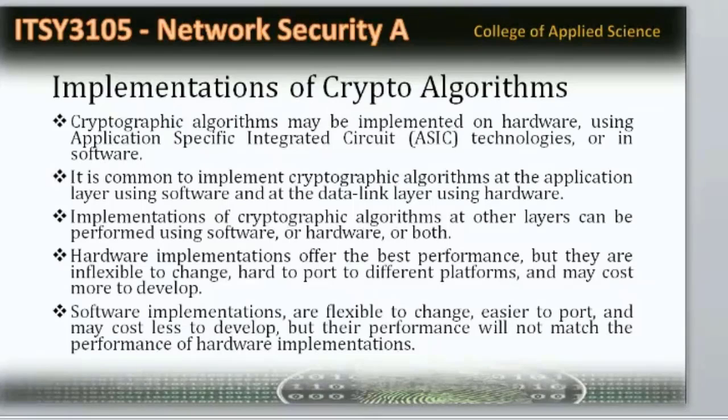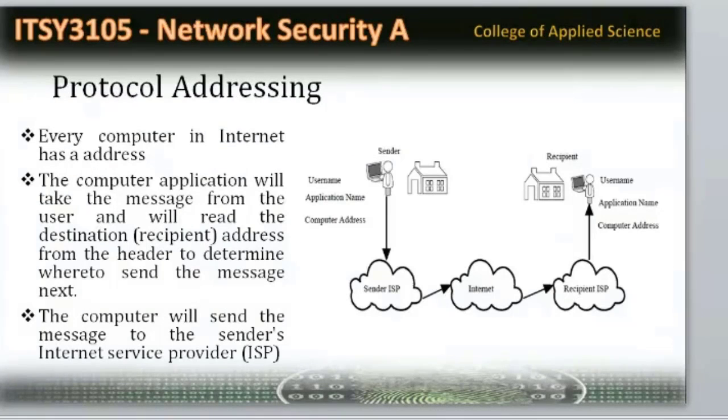Now, I'm moving to the next one, addressing. Protocol addressing. If you take protocol addressing, three different types of addressing are very, very important. I already explained to you. One is the IP address. Second one is the MAC address. And third one is the port numbers. So these are the three important addresses as far as networking is concerned.